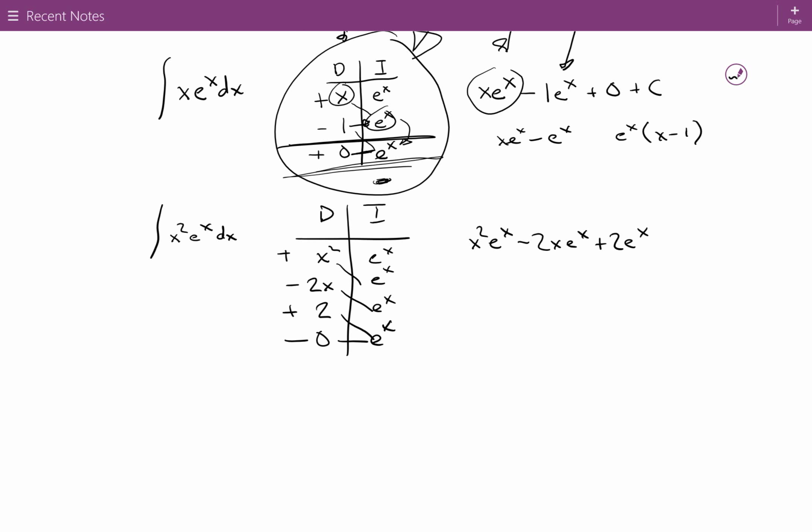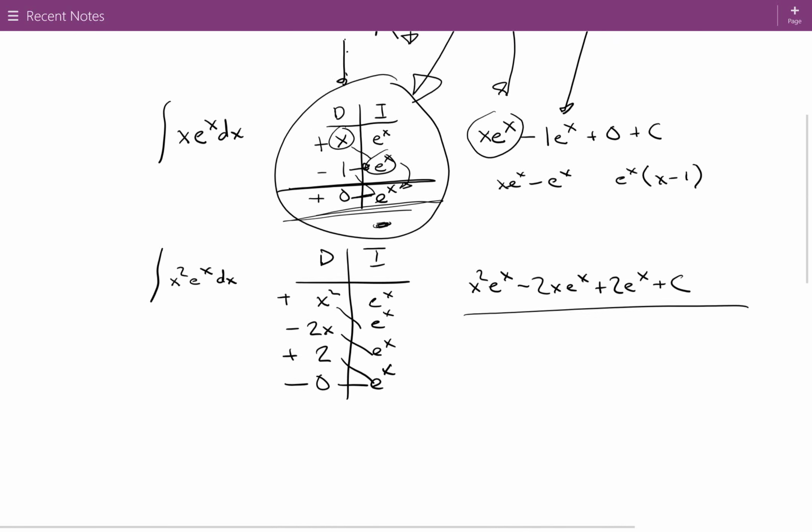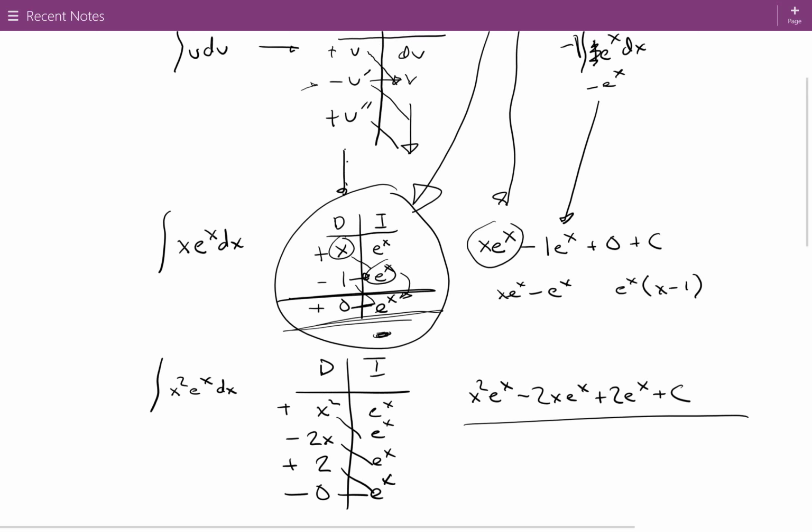0 times e to the x is nothing, so we're just going to add the c here and not worry about it. And that's the answer. That's what it is. I'm trying to kind of relate it back to the equation, but that's all you really need to know.